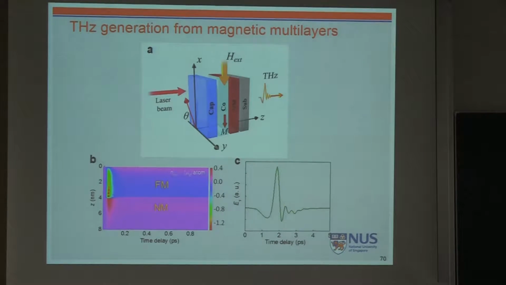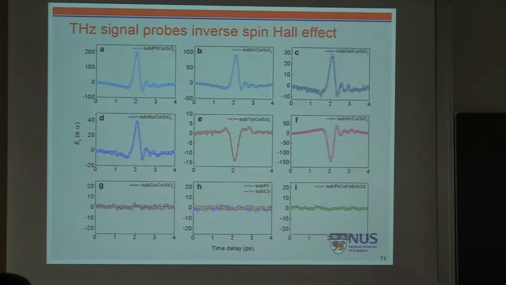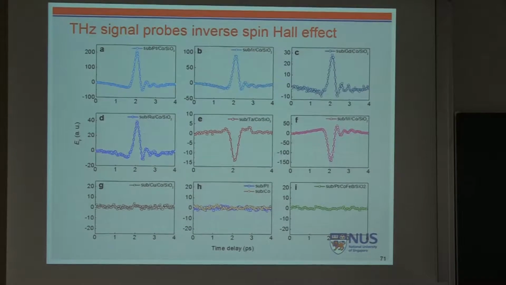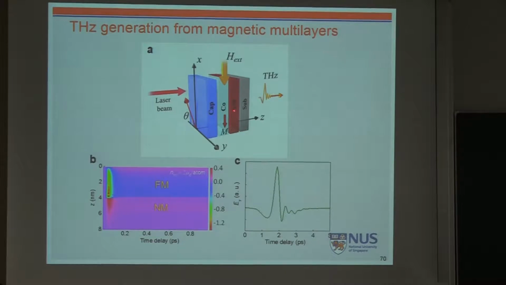The working principle is known as the inverse spin Hall effect. I'm not going to go into too much detail. Basically, we shine a femtosecond laser beam, and there is a spin-dependent diffusion of thermal current, and that current, due to the inverse spin Hall effect, creates a spin current at this interface, and that oscillation of spin-dependent current will emit a terahertz oscillation.